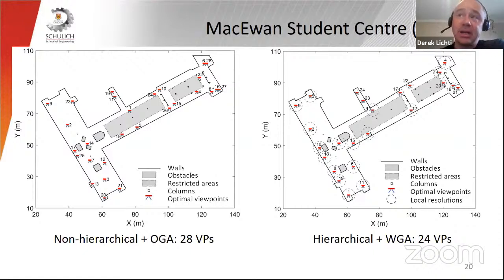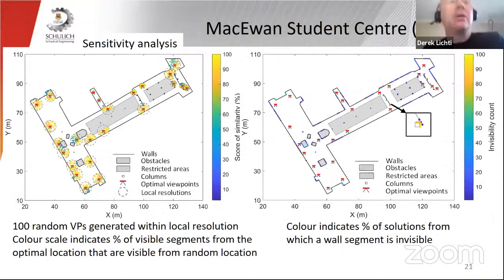Right? And so the sensitivity analysis tells us how careful they need to be in that process. So that's what we have on the left here. Within that circle that I mentioned, we generate a number of random viewpoints, 100 different viewpoints in that location. And the color scale indicates what proportion of the visible segments from the weighted greedy algorithm viewpoint are visible from each of those randomly generated locations. So it tells us how sensitive that location is in terms of coverage.